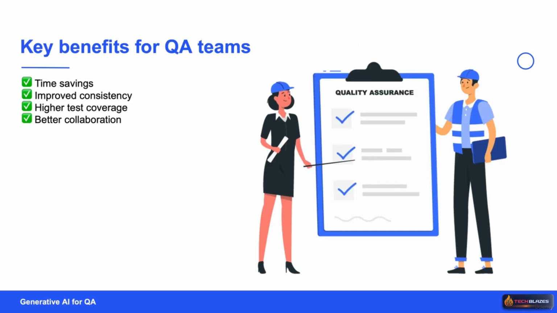In short, generative AI helps QA teams save time, keep consistency, and reach better coverage with less manual effort. It also improves collaboration because you can generate reports, summaries, and documentation that are clear for everyone, not just testers. And most importantly, it frees you from repetitive work so you can focus on thinking, not just clicking.